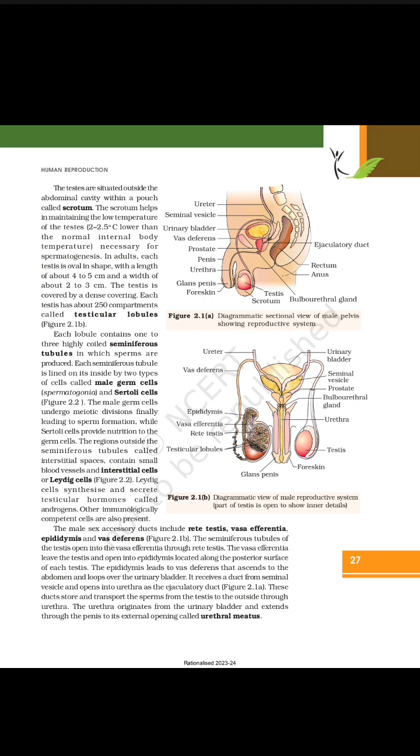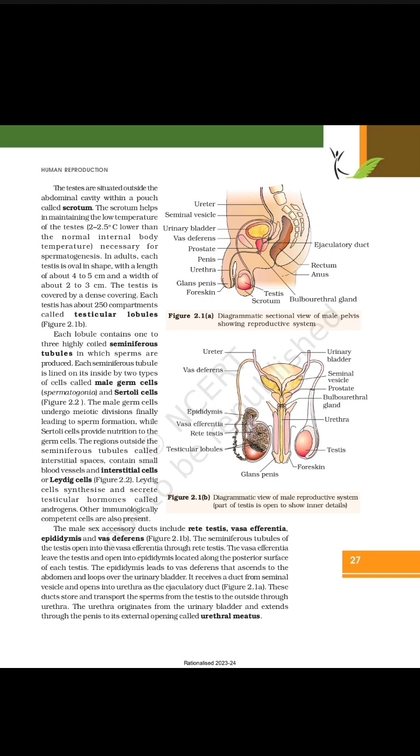The male sex accessory ducts include rete testis, vasa efferentia, epididymis, and vas deferens. The seminiferous tubules of the testis open into the vasa efferentia through rete testis. The vasa efferentia leave the testis and open into the epididymis located along the posterior surface of each testis. The epididymis leads to vas deferens that ascends to the abdomen and loops over the urinary bladder. It receives a duct from a seminal vesicle and opens into the urethra as the ejaculatory duct. These ducts store and transport the sperm from the testes to the outside through urethra.